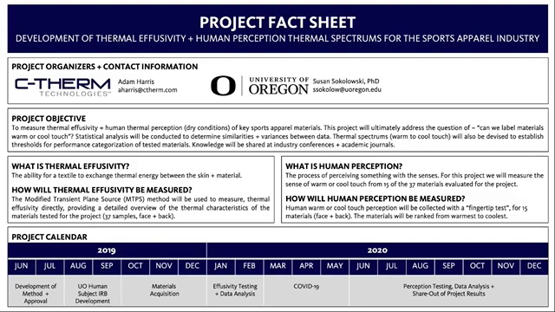Our project objective is to measure thermal effusivity and human thermal perception in dry conditions of key sport apparel materials. And this project, like Adam mentioned, will ultimately address the question, can we label materials warm or cool touch? We'll do this once we've collected the data through statistical analysis, and we'll use that analysis to determine similarities and variances between data. Our goal is to update that spectrum that Adam showed you with sports apparel materials and see what that spectrum looks like from warm to cool touch. And we're hoping that those spectrums will be devised to establish thresholds.